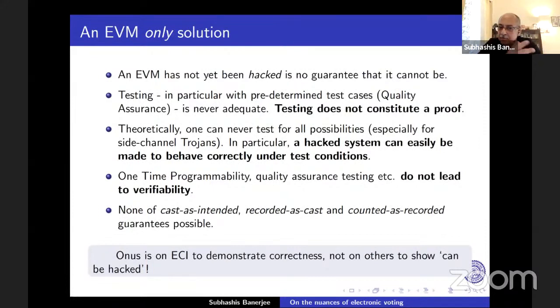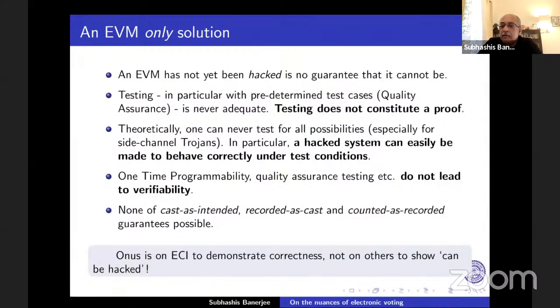There can be triggers with infrared. There can be triggers with an ultrasound from outside the booth. There can be all kinds of triggers. There can be all kinds of antennas hidden, and a hacked system can be easily made to behave correctly under test conditions. And it cannot be detected by testing. So none of these, one-time programmability, quality assurance, etc., lead to verifiability, right? So that line of argument is a false line of argument.